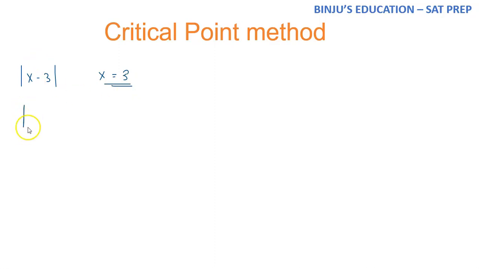Similarly, find the critical point of mod of minus y plus 10. Put minus y plus 10 equal to 0, so you'll get y is equal to 10. So the critical point is equal to 10 in this case.